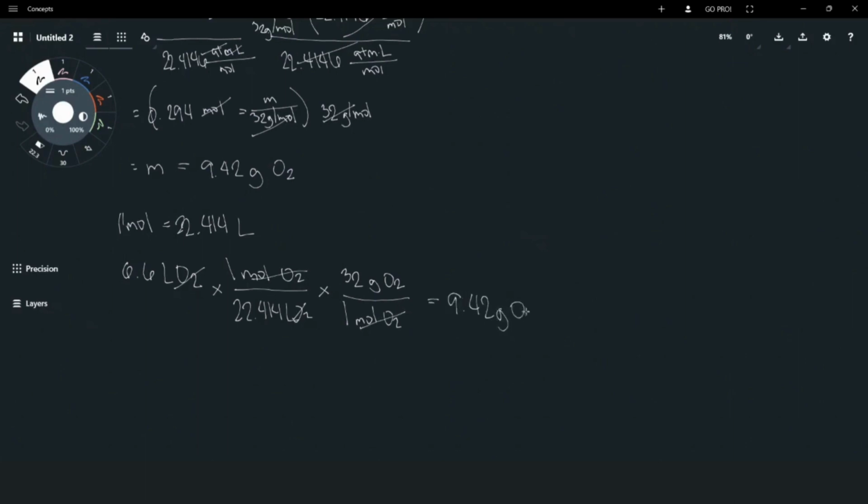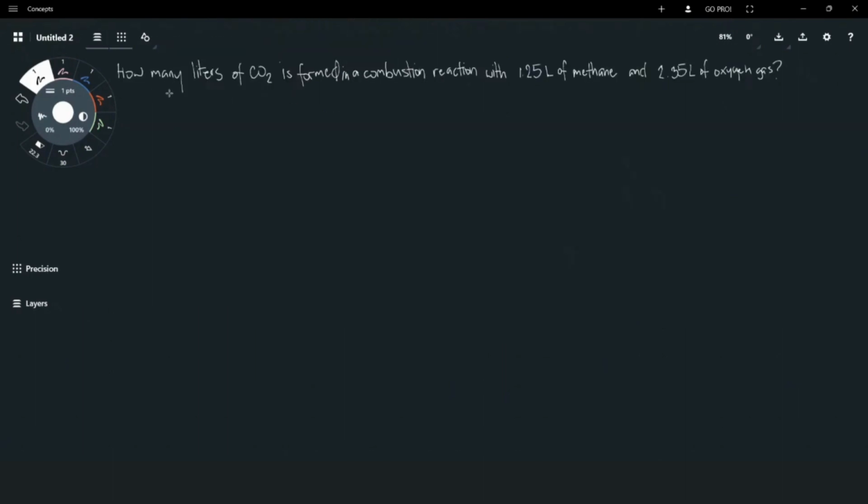With our next example, we have this word problem: How many liters of carbon dioxide is formed in a combustion reaction with 1.25 liters of methane and 2.35 liters of oxygen gas? First, we have to identify the chemical reaction and the equation for that chemical reaction. In this case, our balanced equation is CH4 plus 2O2 resulting in CO2 plus 2H2O.